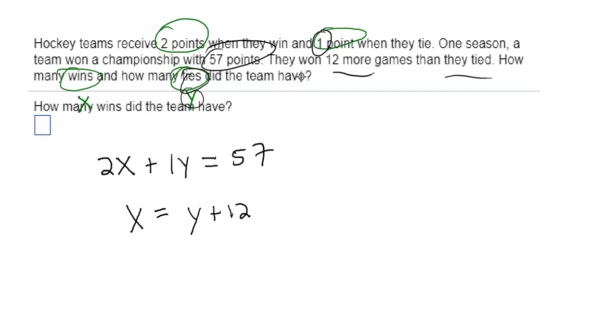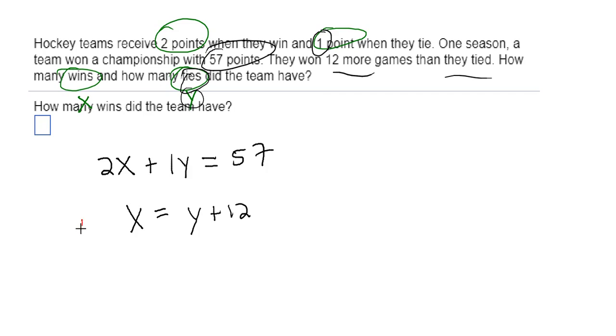Right? So if you want to maybe reword this, the number of games they won is equal to 12 plus the number of games they tied, which is what I wrote here. And that gives me my second equation. And now I can solve this system of equations. We'll use the substitution method.